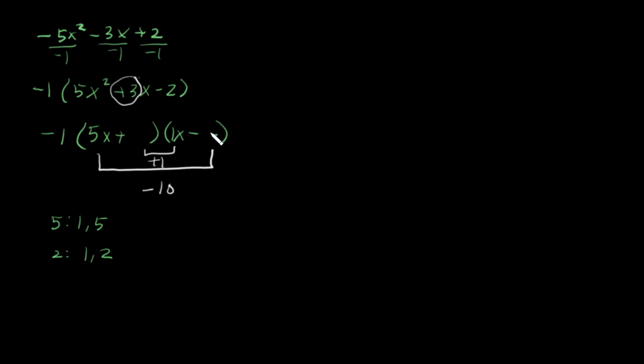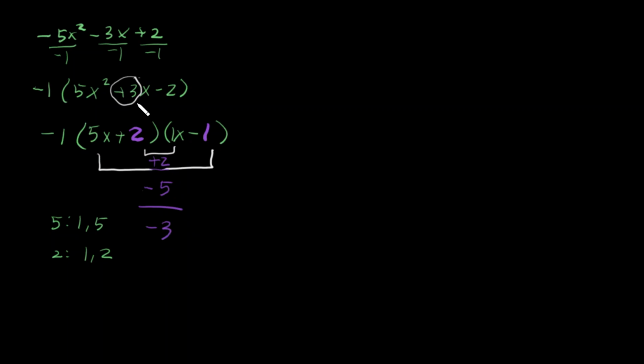I'm going to put, let's go ahead and erase all this. I'm going to put the 2. Oh, definitely did not want that. I want the 2 here and the 1 here. And so when I do the outer for this, I get a -5. And if I multiply the inner, I get a +2, which gives me a -3.